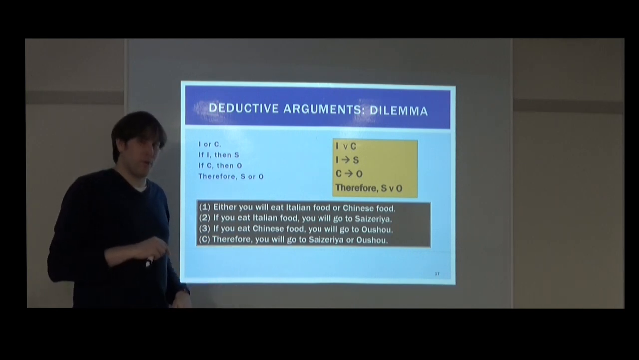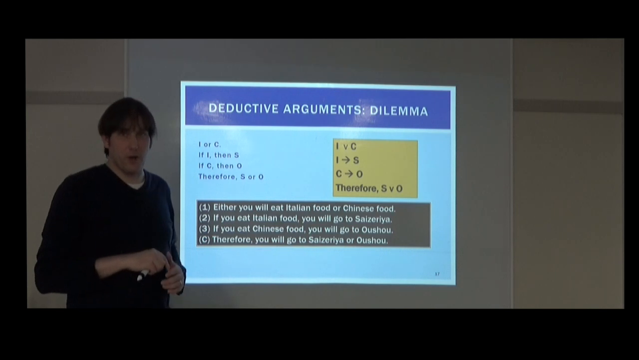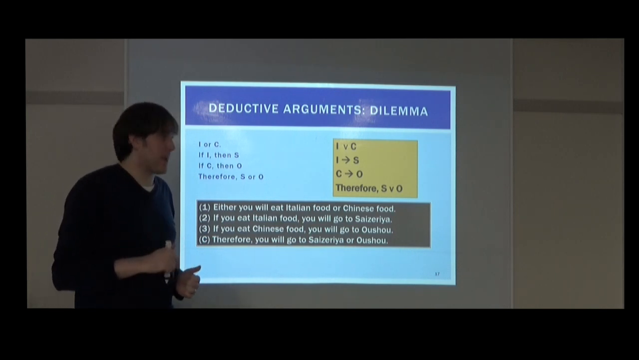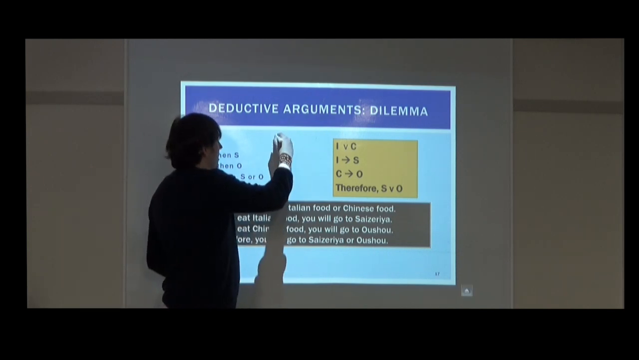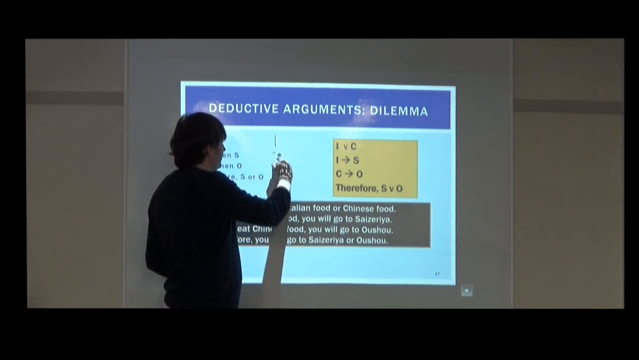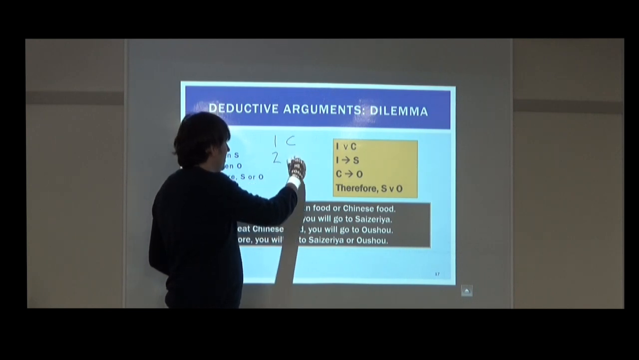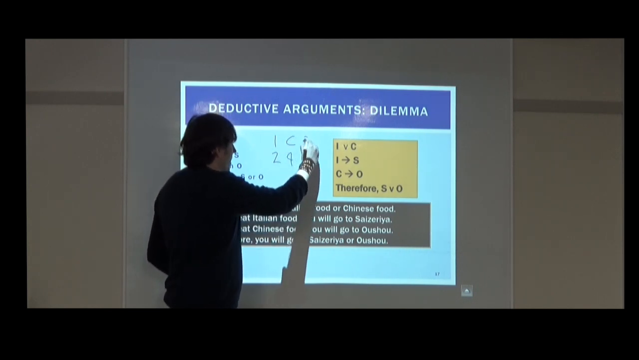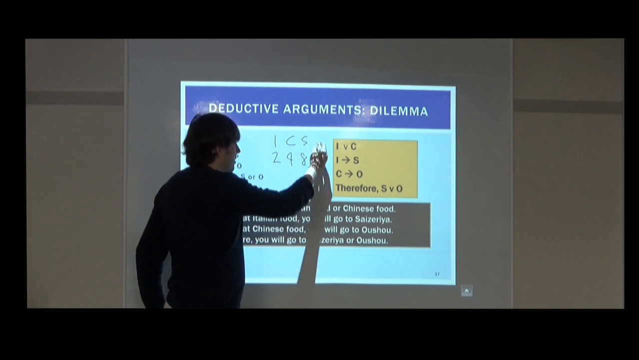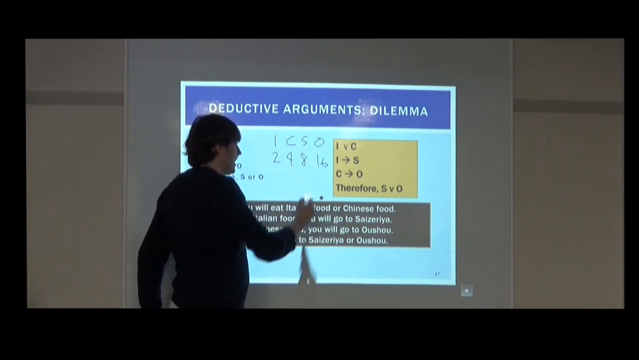So this one has 4 variables. If there are 4 variables, how many rows would I need? The answer is 16. I would need 2 for I. Then when I add C, I'm at 4. Then when I add S, I'm at 8. And then when I add O, I'm at 16.